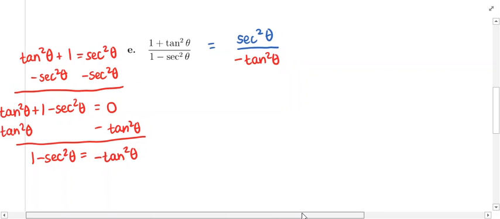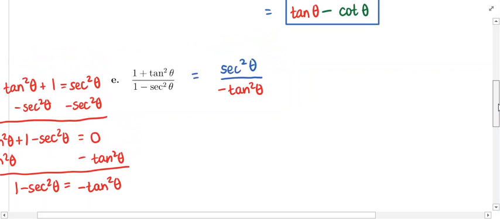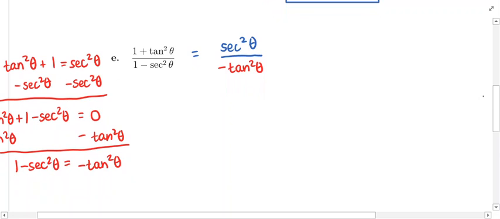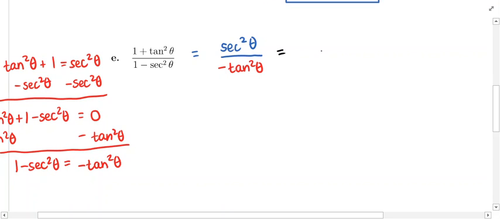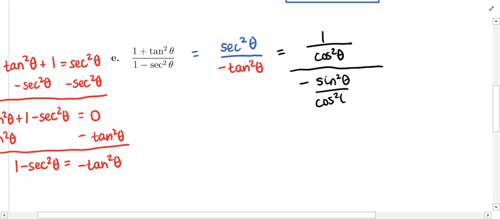Now we have to keep going because we have a fraction. At this point, I'm going to change everything to sines and cosines and see where that takes me. That's always the plan. If you can't figure out where to go, change everything to sines and cosines and see what happens. The numerator is secant squared theta, which is going to be 1 over the cosine squared of theta. The denominator is going to be negative tangent squared theta, so we're going to leave the minus sign out front. Tangent squared theta will convert to sine squared theta over the cosine squared of theta.